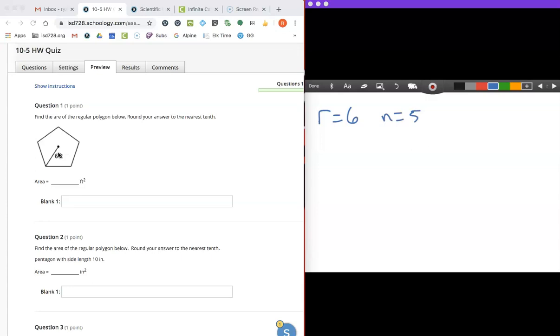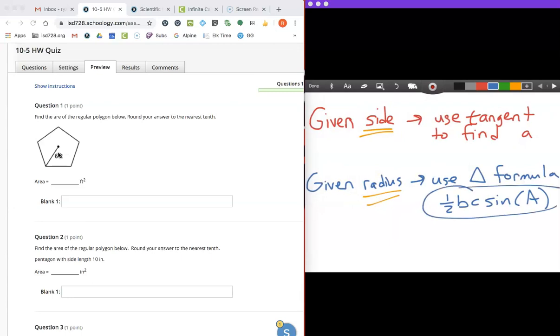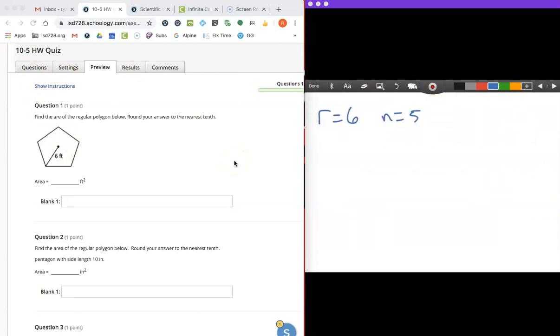Instead of trying to find a and s, we're going to use the triangle formula. If they give you the radius, we're going to use this formula and then multiply by how many triangles that is. Let me go back and show you what I mean. This triangle here is one of 5 triangles inside that pentagon. If this is 6 feet, then this is 6 feet, by definition a radius.